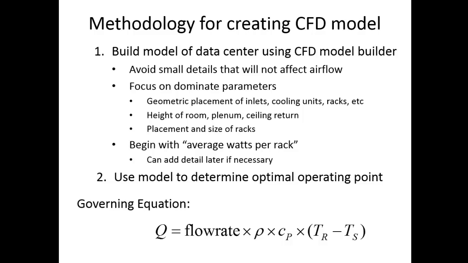So the methodology we use for creating a CFD model is build it using specifications, usually drawings or photographs. Avoid small details because what you want to do is capture the big denominator, the big parameters, the dominant parameters. So little things don't matter that much. For example, underfloor obstruction, if it's not 30% of the cross-sectional area of the underfloor, you can generally ignore it. Focus on the big things first.